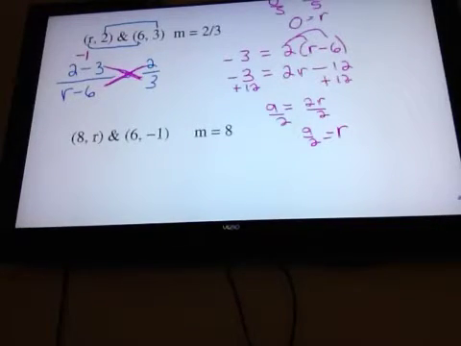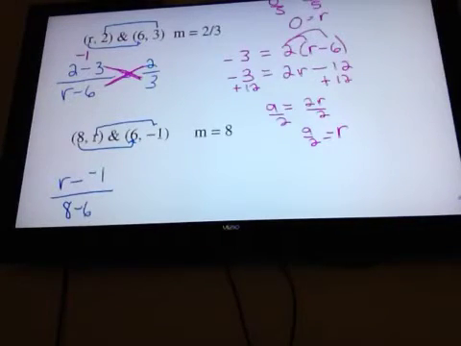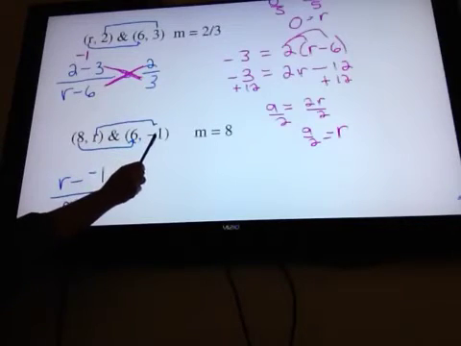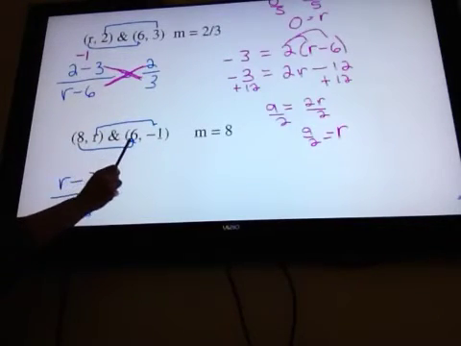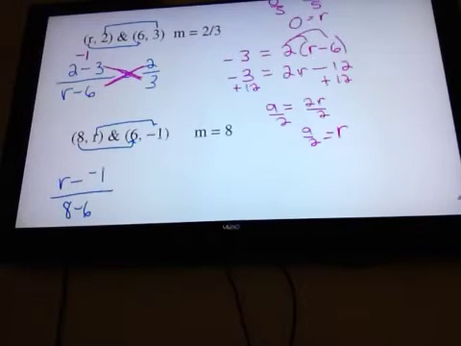Okay, and my last one of these. I'm going to set it up using my slope formula the same way. Set it up using your slope formula. So, r, which is my y, minus the other y. So, r minus a negative 1. X minus x, 8 minus 6. So again, y minus y over x minus x, and that equals, I know the answer, it equals 8. Which I'm going to write over 1.